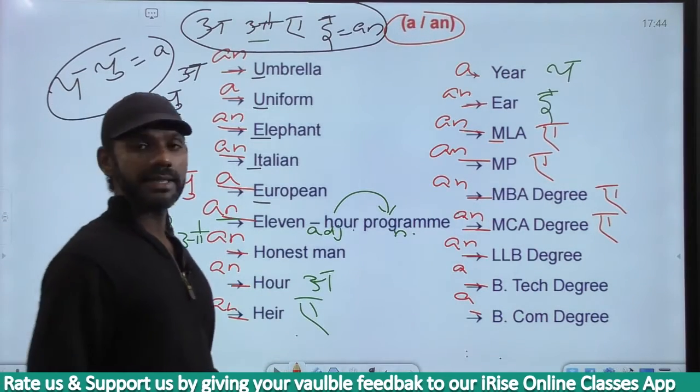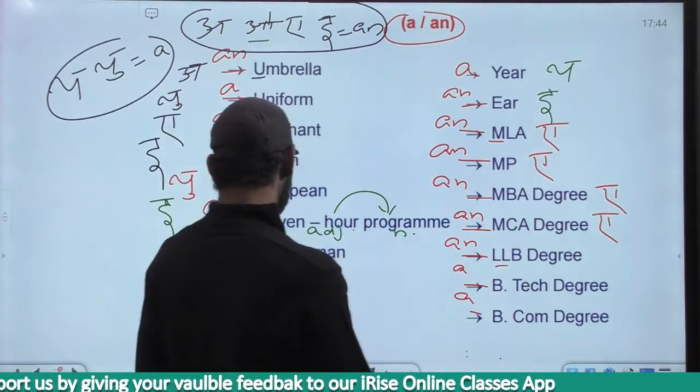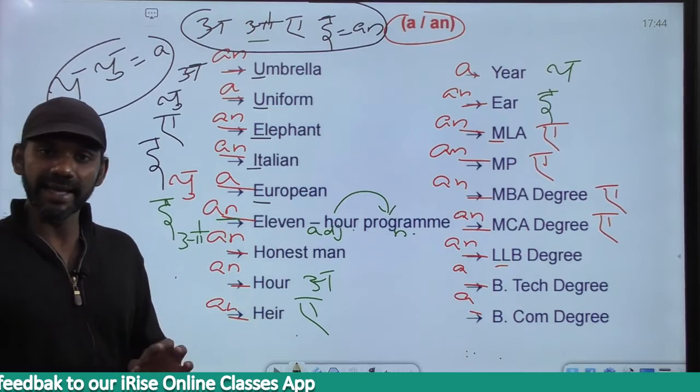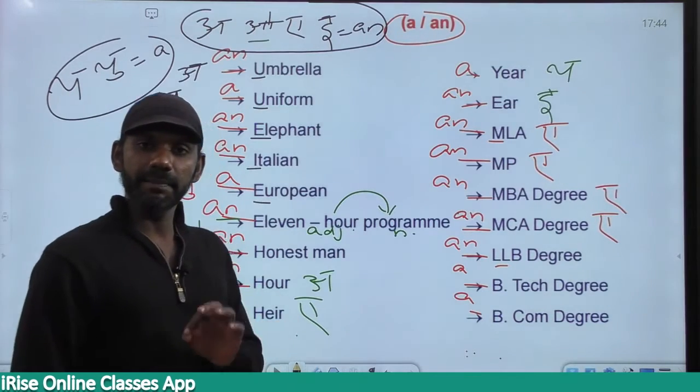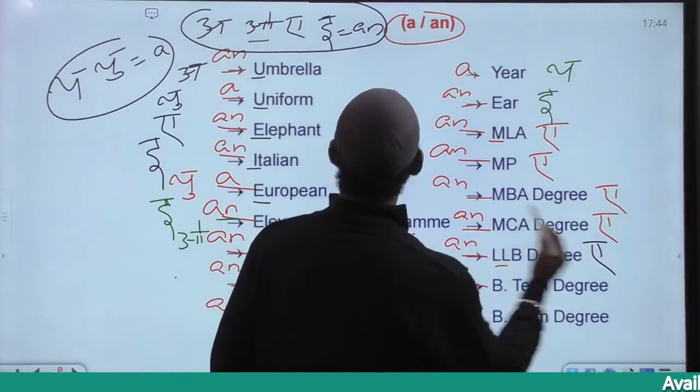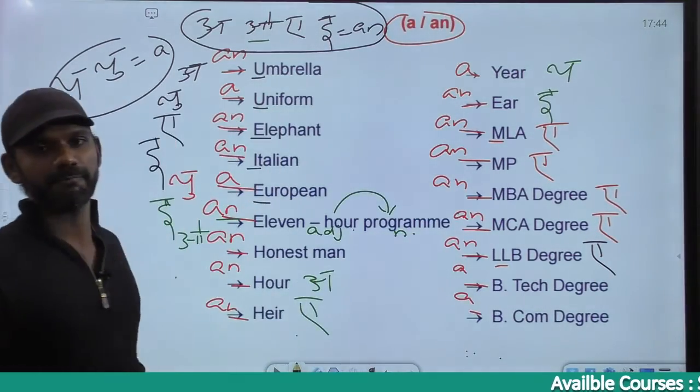Dash LLB degree. L is not a vowel letter. L is a consonant letter. Forget about it. This word is pronounced as LLB. L, the first sound is A. A is the first sound, so it must be an LLB degree.